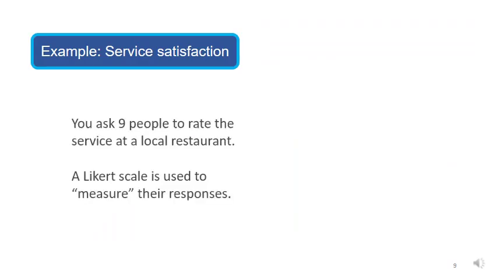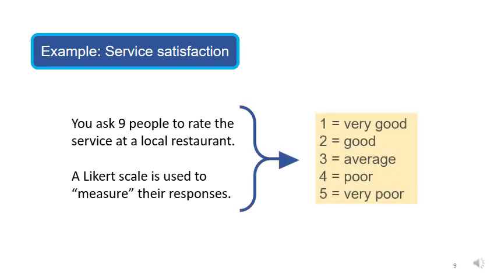Let's have a look at this example on service satisfaction. Say you ask 9 people to rate the service at a local restaurant. A Likert scale is used to measure their responses. So they could respond with a 1, which indicates very good, 2, which would represent good, 3, average, 4, poor, or 5, very poor. Notice that our response is a qualitative variable, and it's of the ordinal measurement. So it's often that we use the Likert scale in this case.